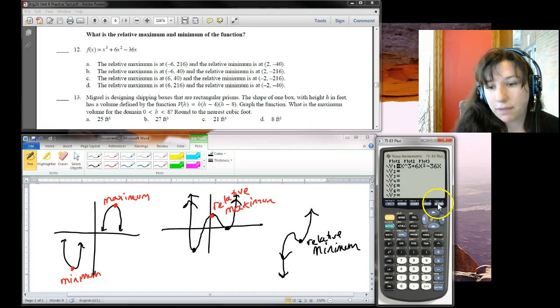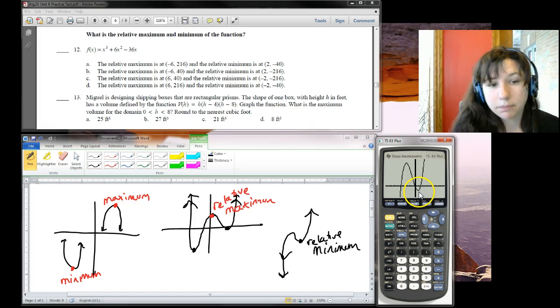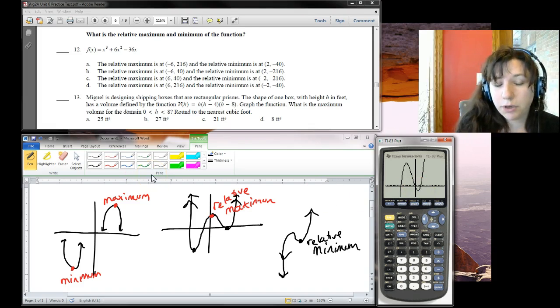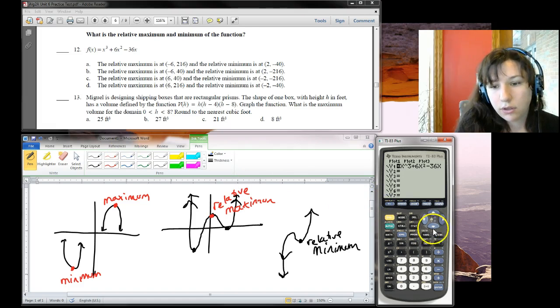So you want to graph it. Take a look at the graph. There's your max, there's your minimum. 13 isn't a word problem, but I'm still doing the same thing. I'm going to take my equation. Instead of the h's, I'm just going to use an x, so it doesn't really matter what letter you use.